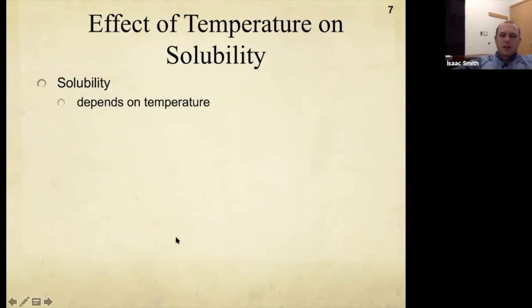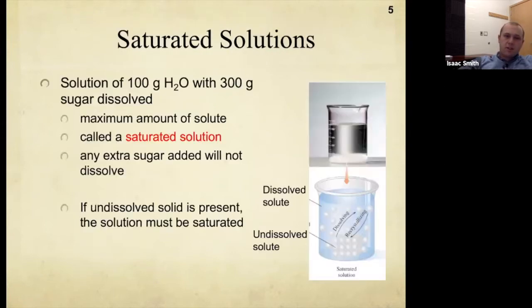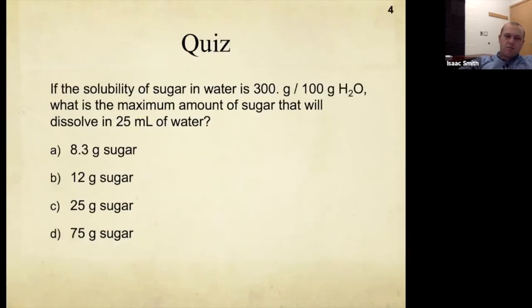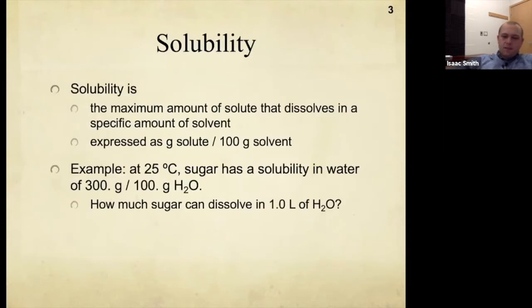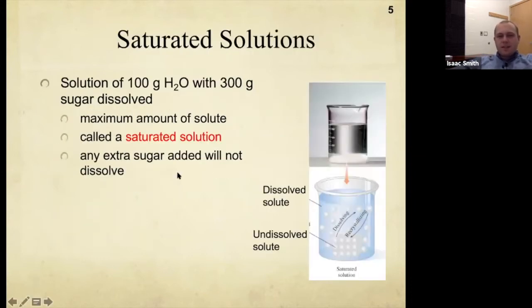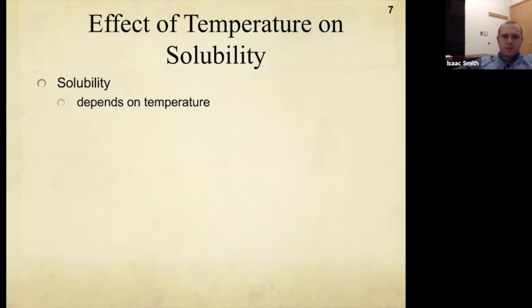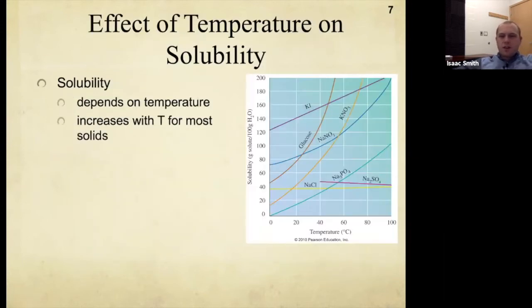Okay, you'll want to also know how temperature can affect solubility. So that 300 grams per 100 grams of water for sugar that we initially talked about, way back, you'll see that it says at 25 degrees Celsius. Okay, so every temperature can change the solubility of a solution. So for solids, if you're dissolving a solid in water, like sugar or salt or something like that, as temperature increases, generally the solubility will increase as well.